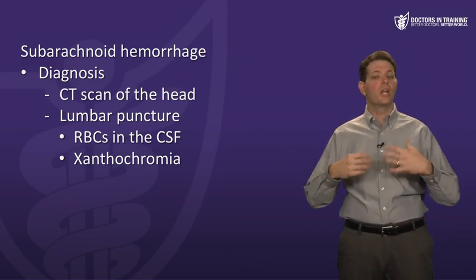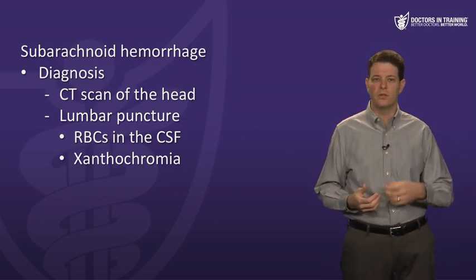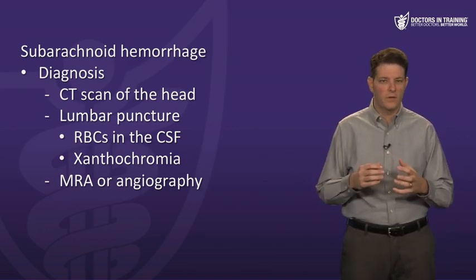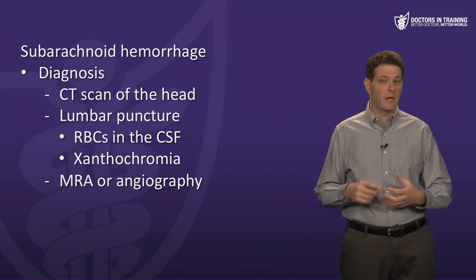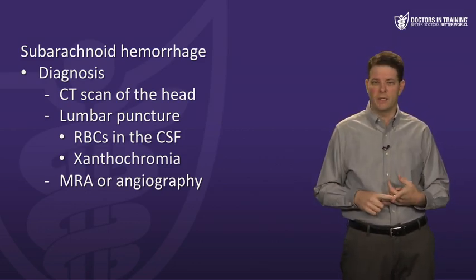Then, once you've diagnosed a subarachnoid hemorrhage with your CT or with your lumbar puncture, the next step is to do an MRA or an angiography to localize the site of the bleeding. You need to figure out where the blood's coming from. If it's from an aneurysm, you need a neurosurgeon to go in there and clip it to stop the bleeding because that's life-threatening. So for the treatment, let's look at your study guide.